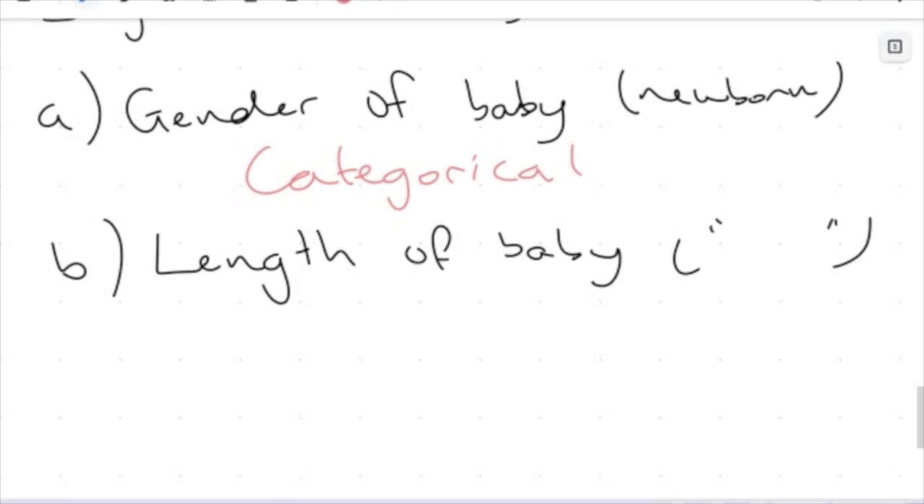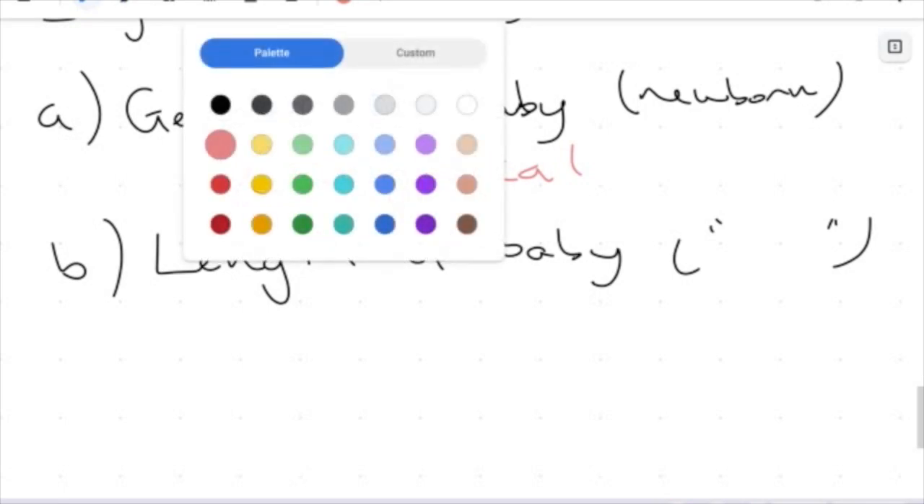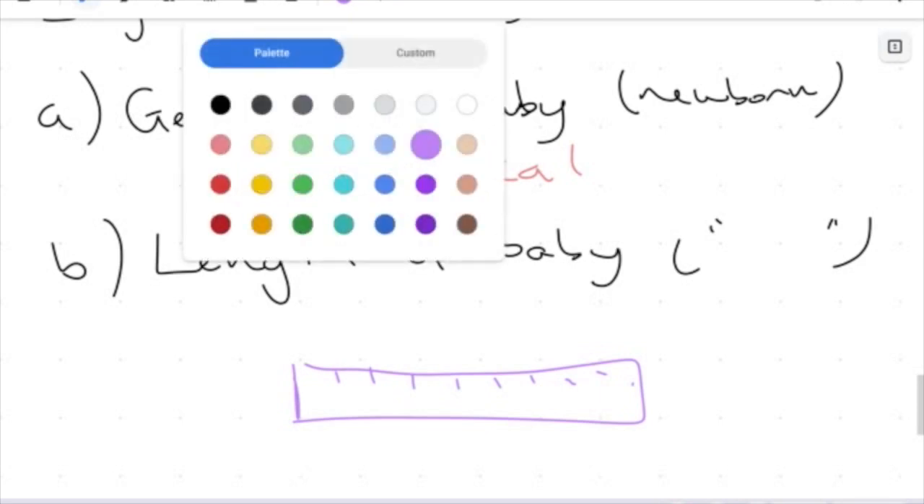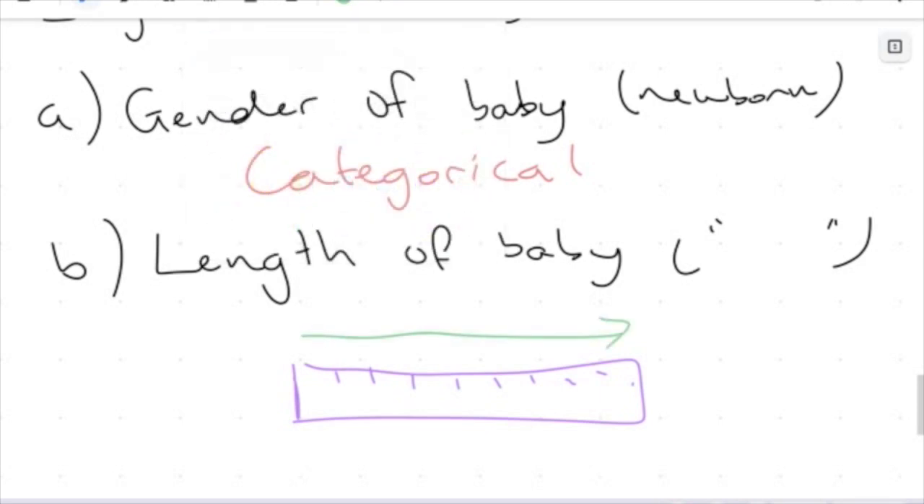Now, what about the length of a baby? Well, a length is some type of measurement. What does measurement involve? Measurement involves numbers. Now, it's important here. Let's consider the type of numbers we're dealing with. Think about how you measure length. You measure length on a ruler or a tape measure or whatever. There is an entire spectrum of information here.